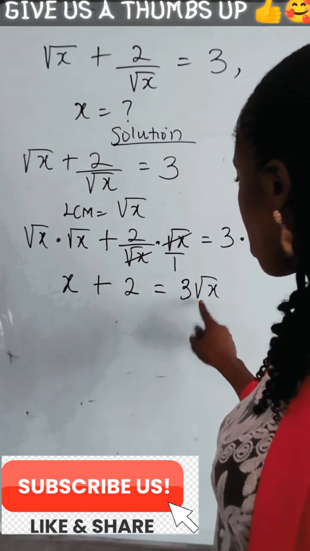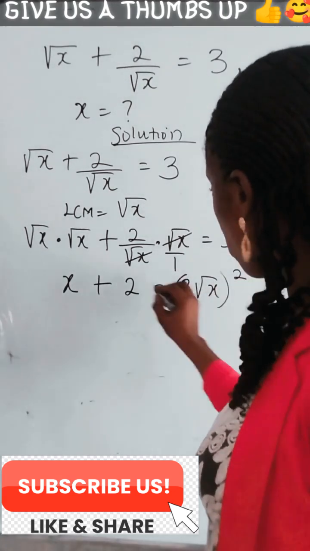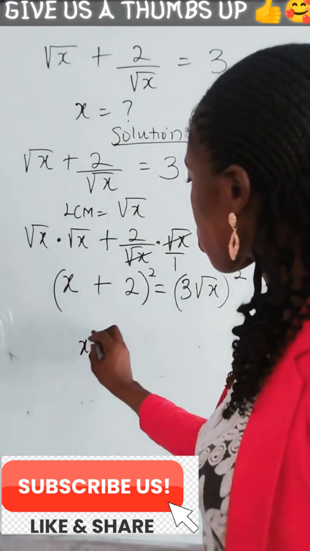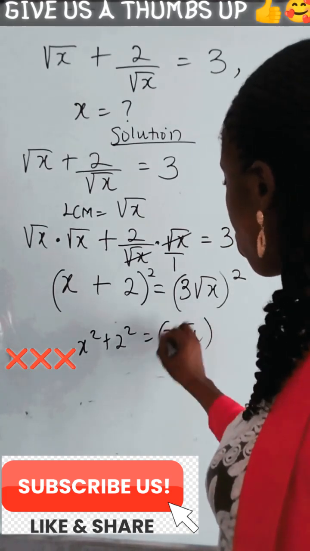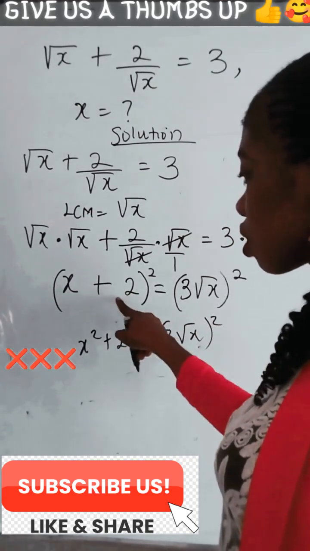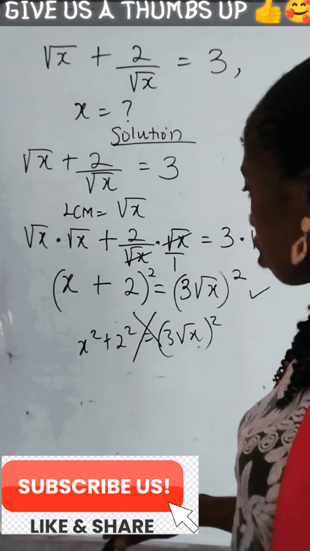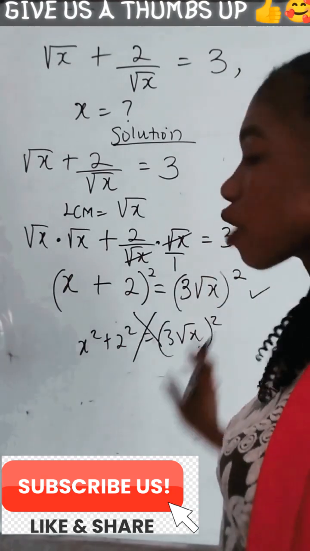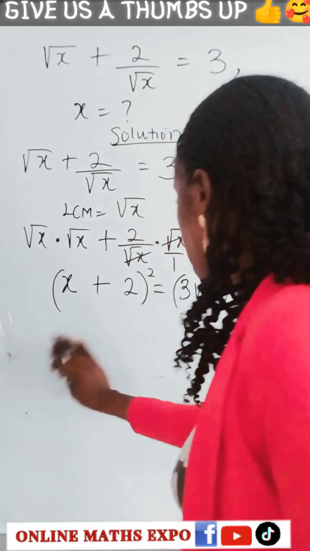To do that, we are going to square both sides again. We are going to square both sides. You see how I'm squaring both sides. Please don't say x squared plus 2 squared is equal to 3 root x all to the power of 2. Please, this is not the same as this. This is wrong. This is the right way. If you want to square both sides, you square the whole left side and square the whole right side. I hope it's clear. Okay, so what do we do next?